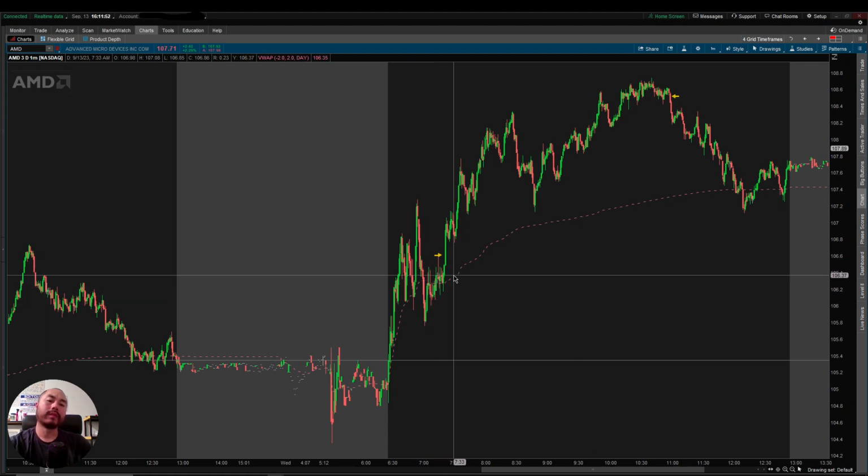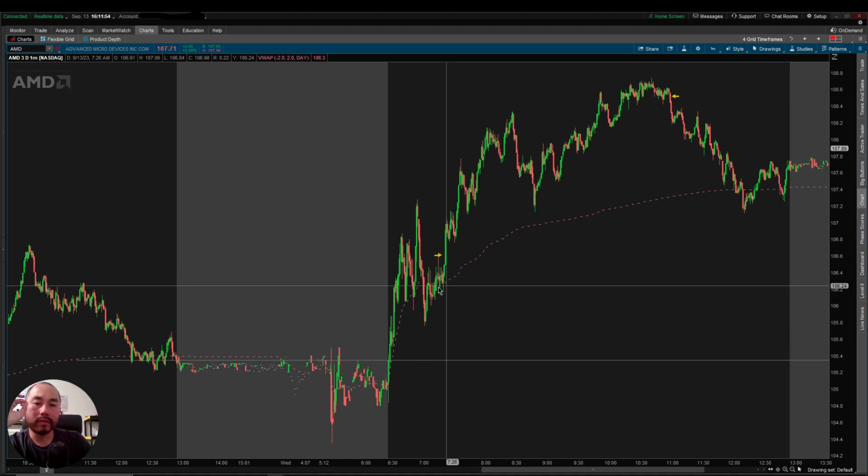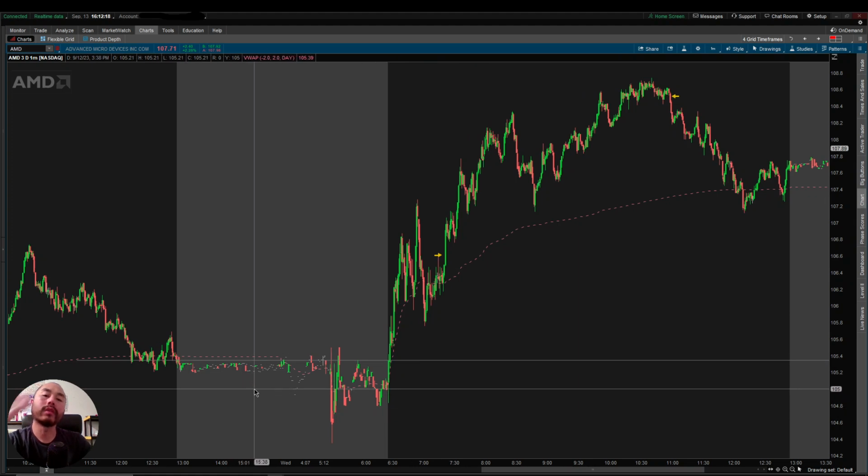Now the VWAP is a very crucial line. People like to base off their trades from there. So once it pops up like this with a green candle, when it accumulates like this and it pops up, it's where you want to get in. But you only want to do this if you know that overall the trend is going up.